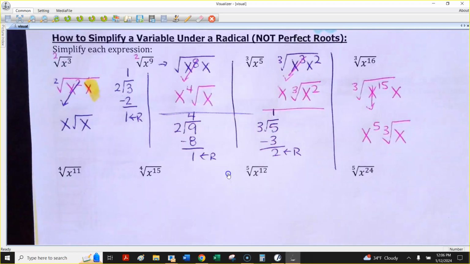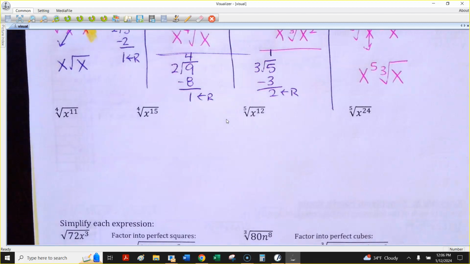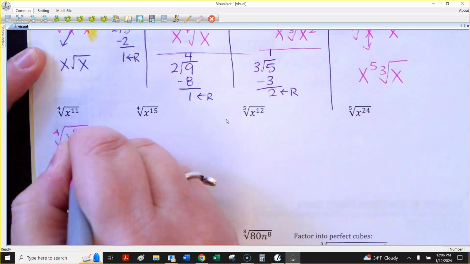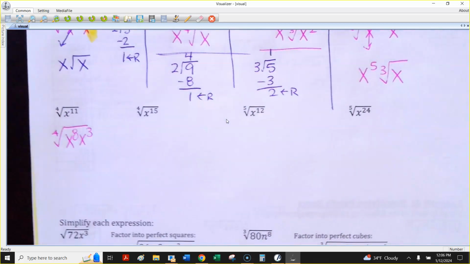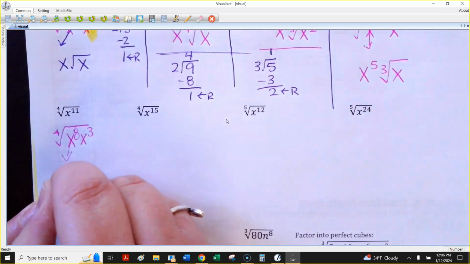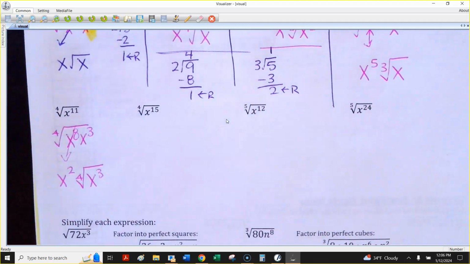If you're working the next group, these two have x to the 4th. So I need my exponent to be divisible by 4. So if I have 11 to work with, what number could 4 go into? 8. Yeah. So just break that apart, 8 and 3. Now, x to the 8th is a perfect 4th root because that exponent's divisible by 4. This would be x squared, and then left under your 4th root would be x cubed.